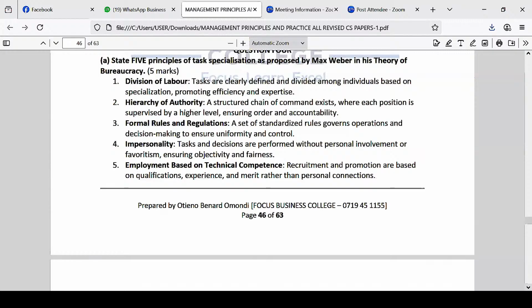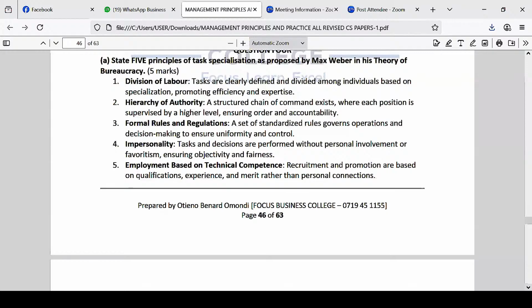Number two is what? Hierarchy of authority. So a structured chain of command exists where each position is supervised by a higher level, ensuring order and accountability. So I talked about hierarchy, that there must be an order in terms of authority. Who is the senior most, followed by you until junior, and the aspect of what? Of passing information or authority.